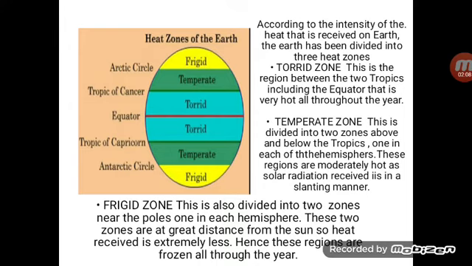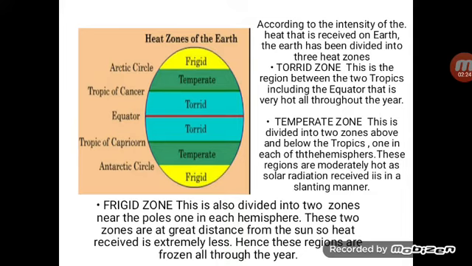Then we come to the temperate zone. This is divided into the two zones above and below the tropics, one in each hemisphere. These regions are moderately hot as solar radiation received is in a slanting manner.